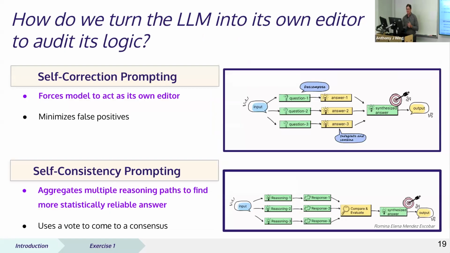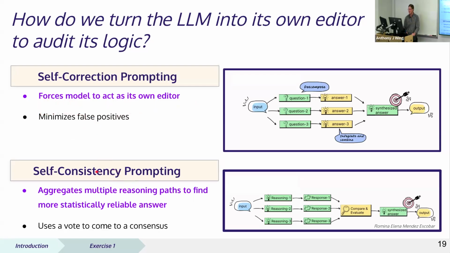So as I just mentioned, there's two other types of pretty popular prompts out there, and they answer the question, how do we turn the LLM into its own editor to audit its own logic? And those would look like self-correction prompting and also self-consistency prompting. So self-correction is essentially you force the model to become its own editor, right? So it's kind of doubling back, but there is a cost associated with that, as Ken brought up, so always think about that. But it does help to minimize some false positives in your outputs.